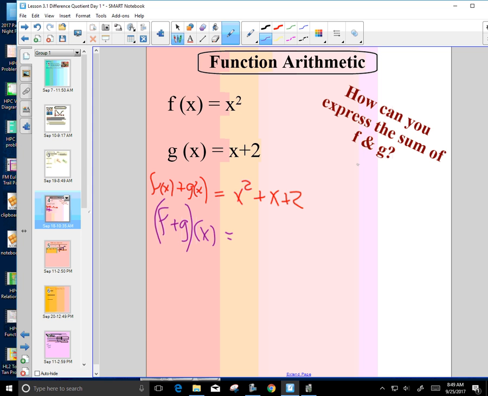It is not the same as this that you've seen before. This is totally different. That's composition.